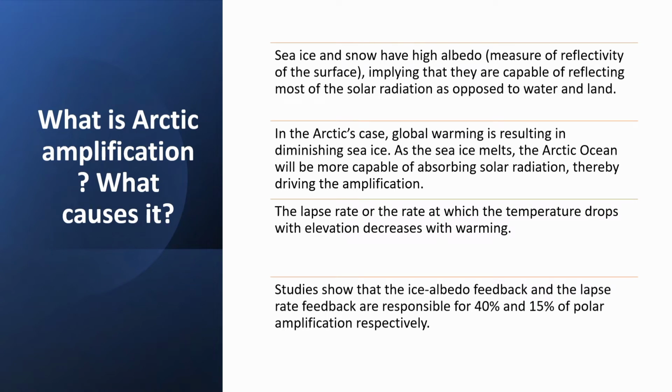Sea ice and snow have high albedo, as I have already told, implying that they are capable of reflecting most of the solar radiation. In the Arctic case, global warming is resulting in diminishing sea ice. As sea ice melts, the Arctic Ocean will be more capable of absorbing solar radiation. What is happening is that with the increase in temperature in the Arctic region, the amount of snow is decreasing day by day. As a result, more and more radiation from the Earth is absorbed in this region. This will in turn have a cyclic effect by increasing the temperature of that region and leading to Arctic amplification. So this phenomenon is known as ice albedo feedback.